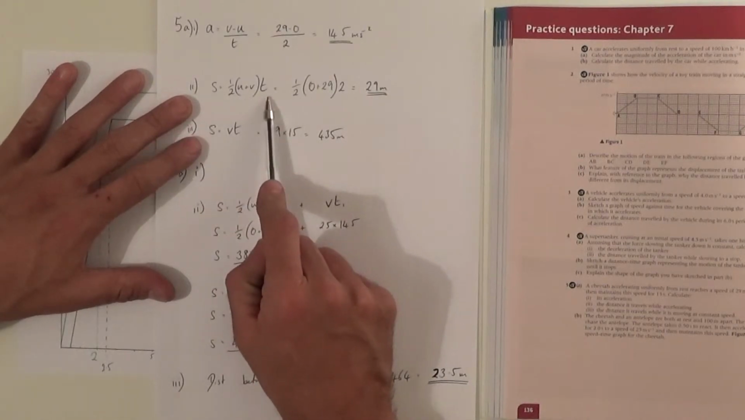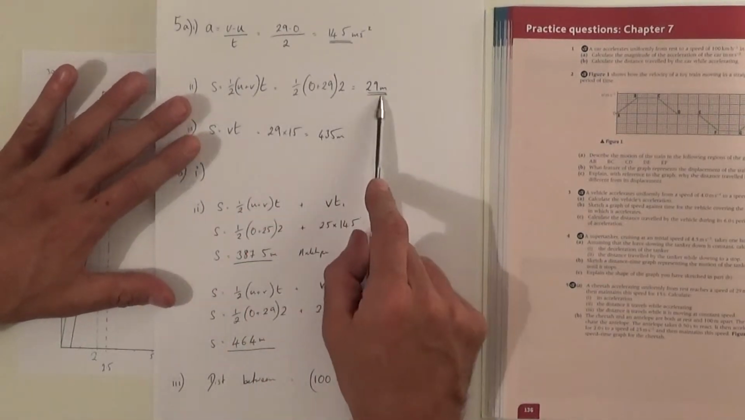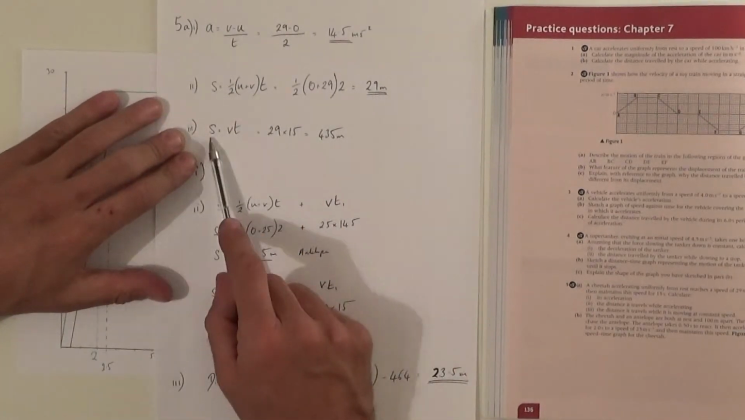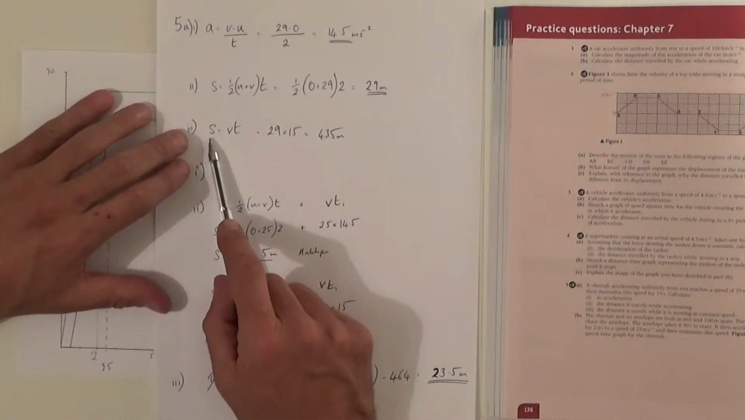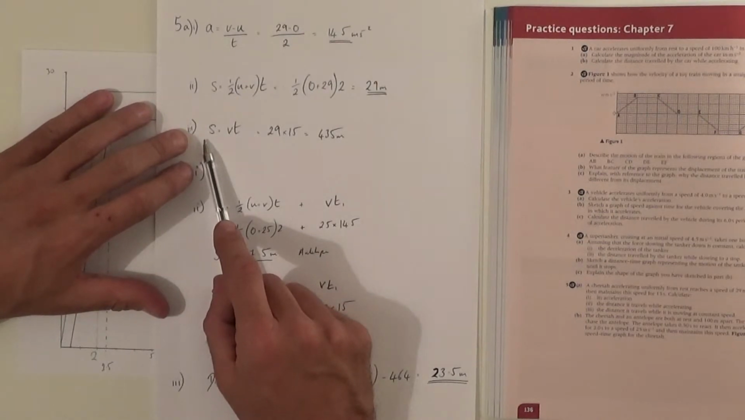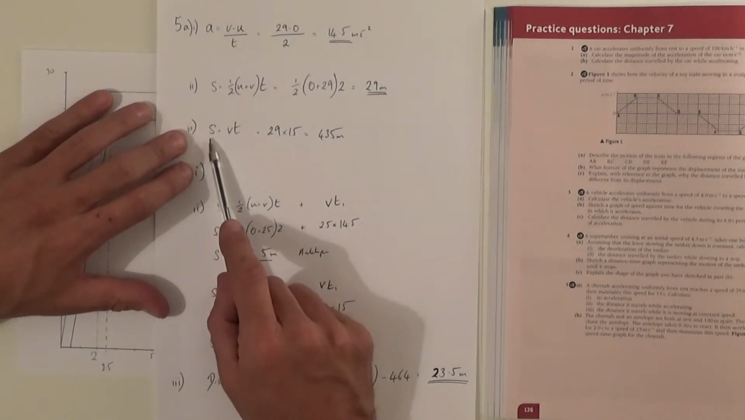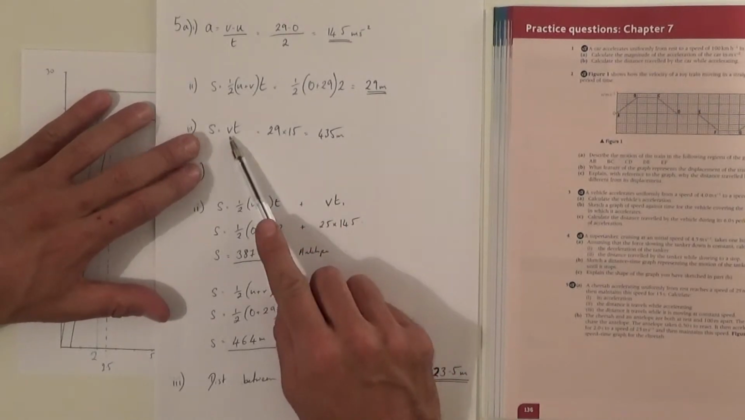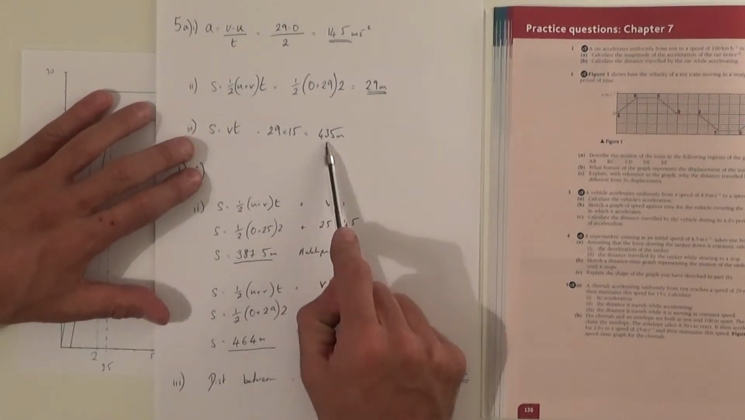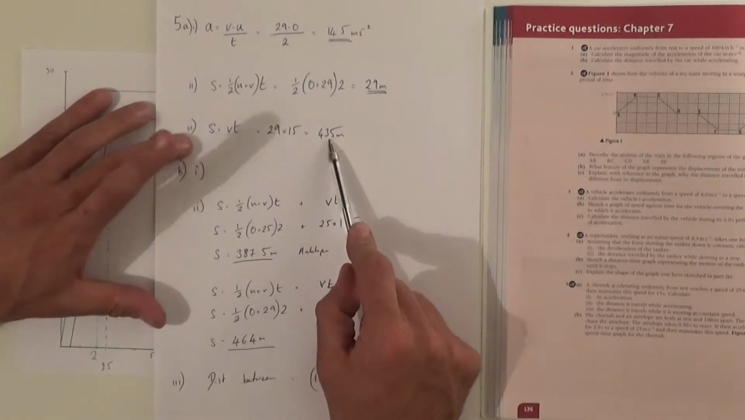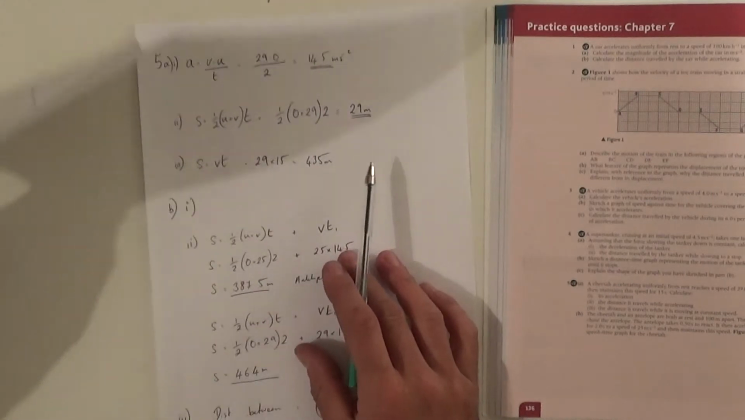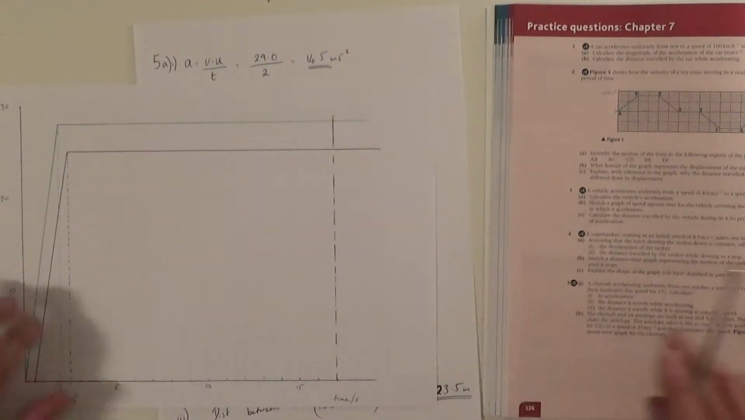Half u plus v times t. That gives us 29 meters, sorted. And then part 3 asks us for the distance it travels while it's moving at constant speed, which is, of course, final speed times the time, 15 seconds, 435 meters. And then it wants us to sketch a graph for part B.